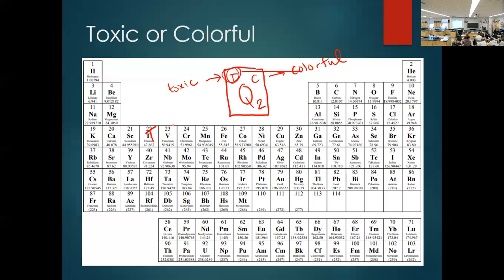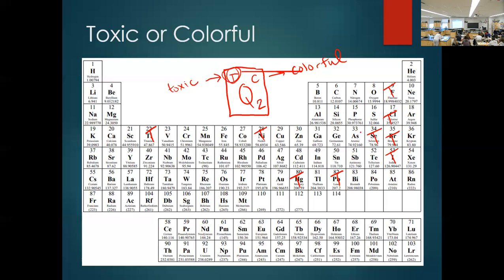So toxic elements will kill you, all right? So we want titanium marked. We want nickel marked. You guys have heard of lead poisoning, right? So we're gonna mark lead, Pb. Gonna mark mercury. And then we're gonna go in and mark fluorine, chlorine, bromine, and iodine.